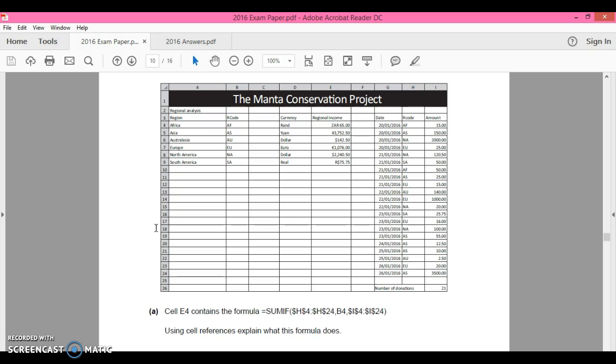Another one you could use is equals count A, which means count all. So if in doubt, if you think, okay, if I use equals count, that may be the wrong answer, just use count A, for count all. There was nothing complicated about this. They haven't put a count if, so you haven't got to include a criteria, for example, count if the cell is above 0. You don't have to do that. It's just very simply equals count.